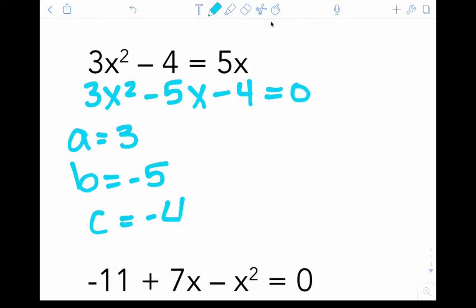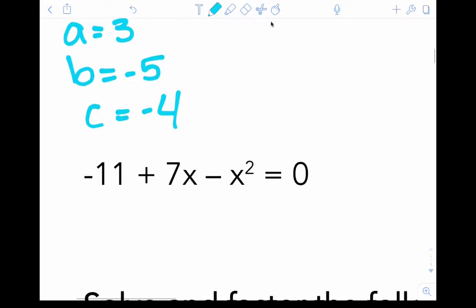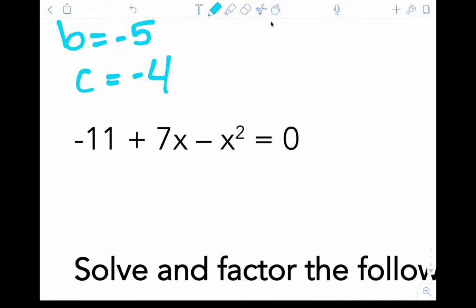I'm going to move down below that one. All these numbers are on the same side of the equal sign, but this is not in the correct order, which is okay. We just need to notice that our a is right here. It's negative 1. Our b is 7, and our c is negative 11.